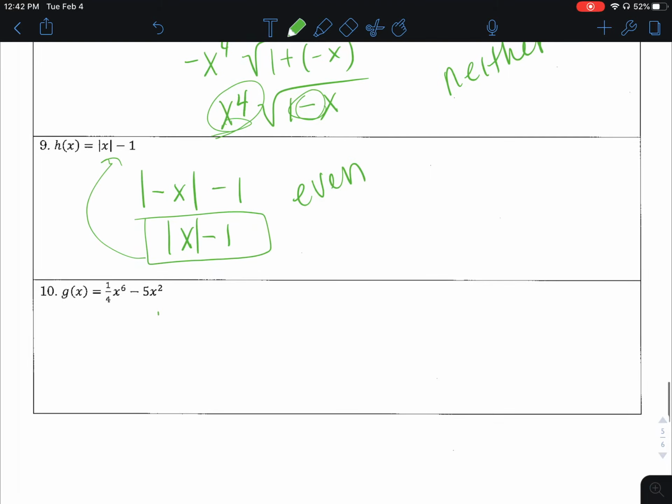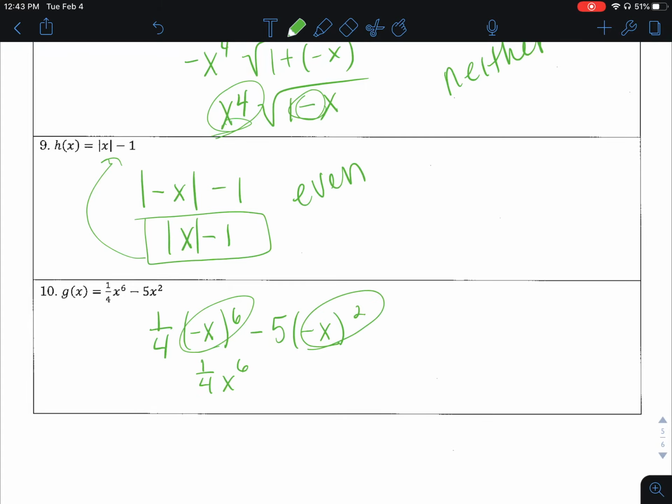All right, last one here. So 1/4, again, because there's fractions, that doesn't change anything. It does not make this problem any harder than the other ones. Okay, so 5 negative x squared. All right, so negative x to an even is going to turn it positive. So we have 1/4 x to the 6th. And negative x raised to an even power is going to stay positive. So minus x squared. Notice that this is the exact same as what we started with. So therefore, this is even.